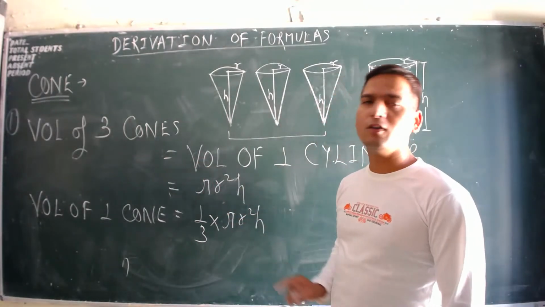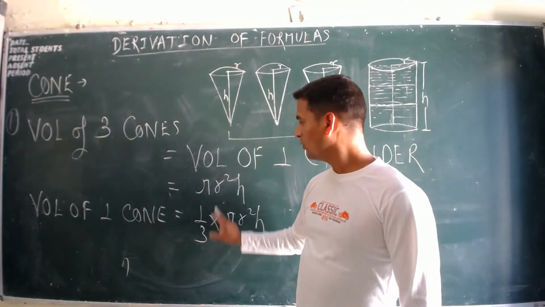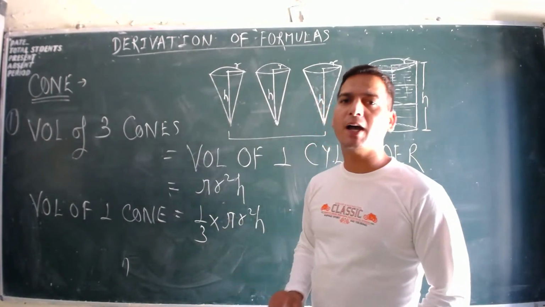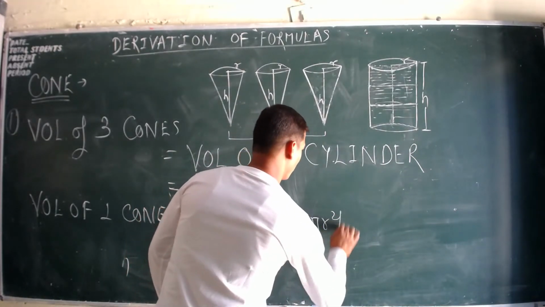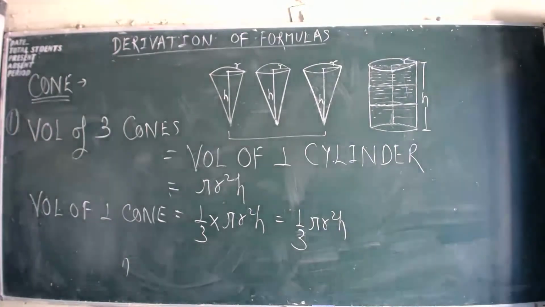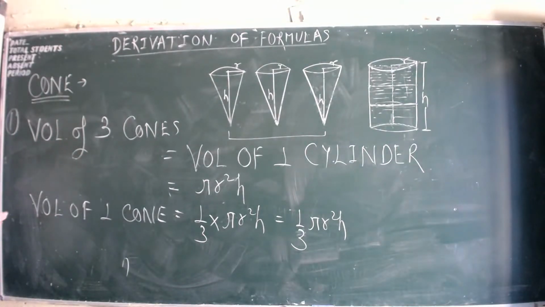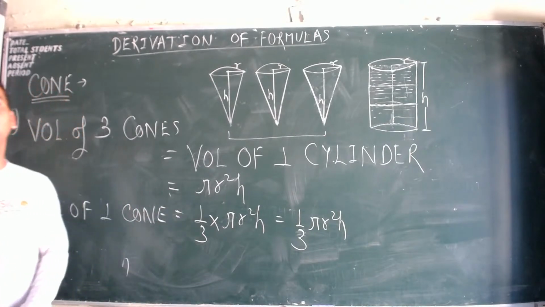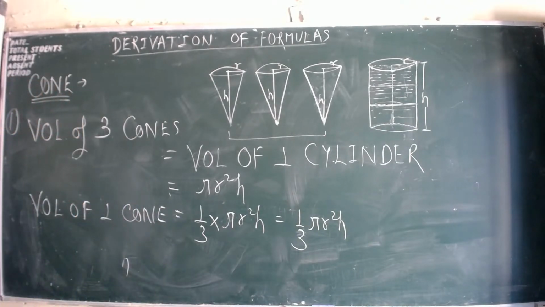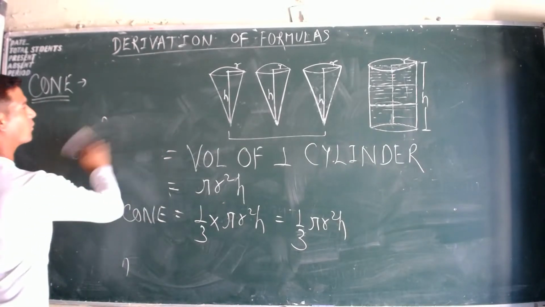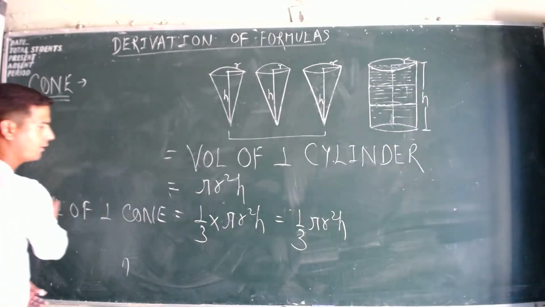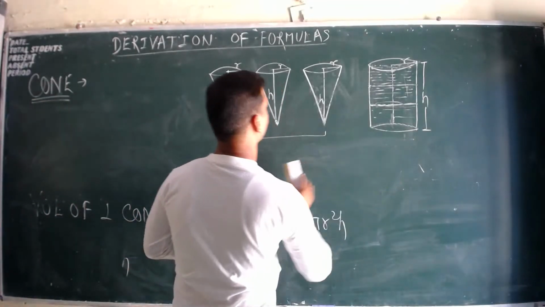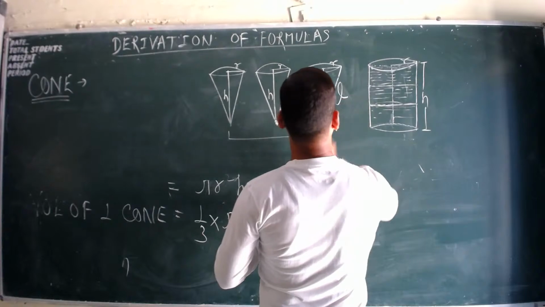1/3 of volume of cylinder. So 1/3 volume of cylinder pi r square h. So 1/3 pi r square h is the formula of volume of cone. Clear? So that's how we know the formula of volume of cone. I hope you have understood how the formula of volume of cone has been derived. Now second is slant height. How can we get the formula of slant height?